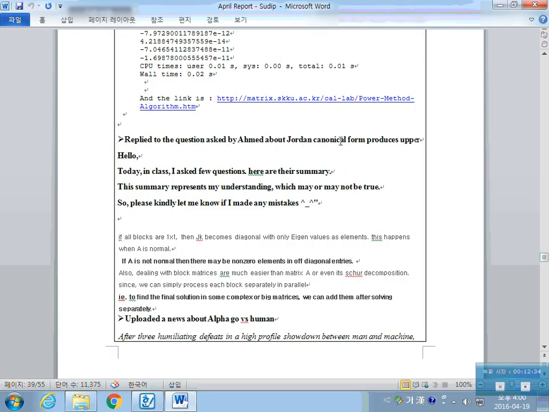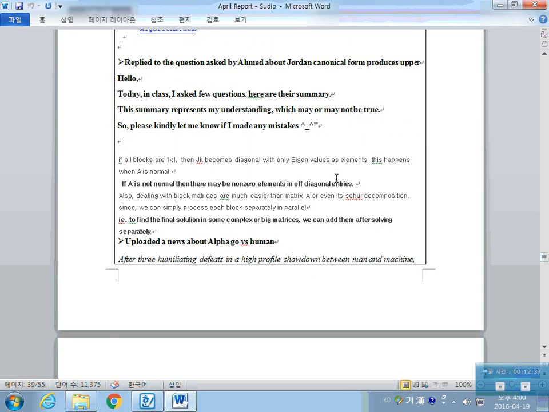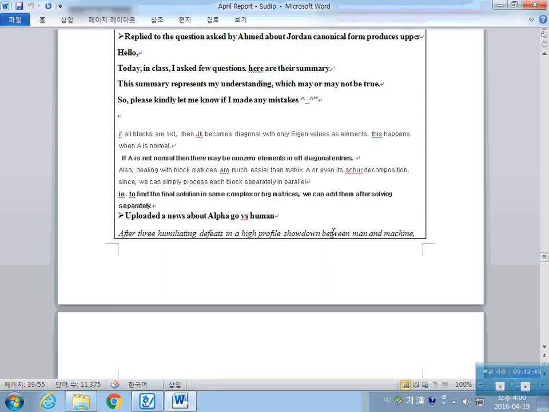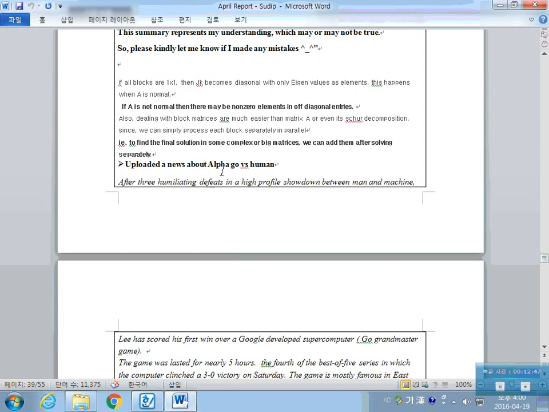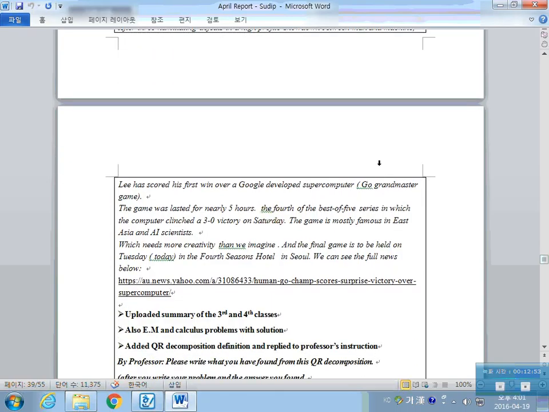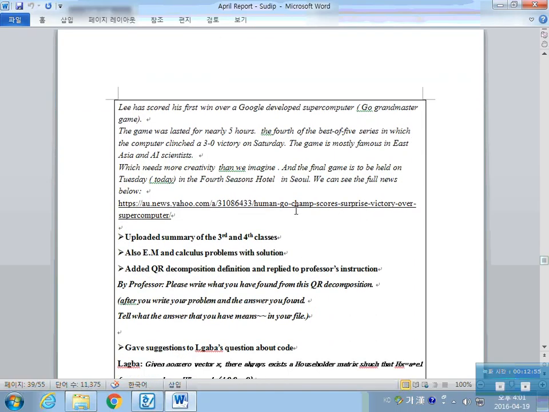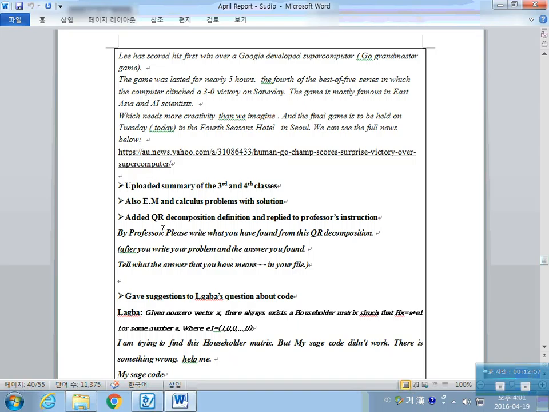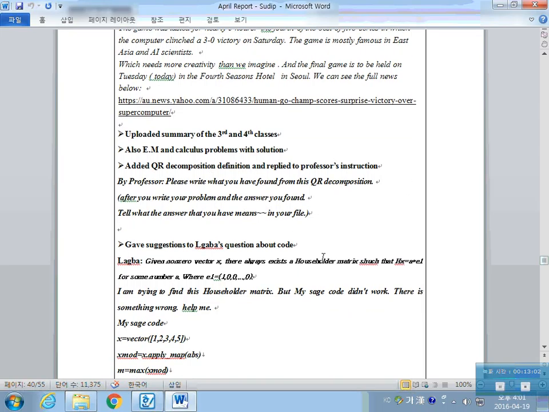After uploading the picture, I tried to ask whether it can find out randomly or not, and Nagib gave me a proper example. I also tried to upload articles about AlphaGo versus human, with some references, and added the keyword decomposition definition and a reply to the professor's instruction.